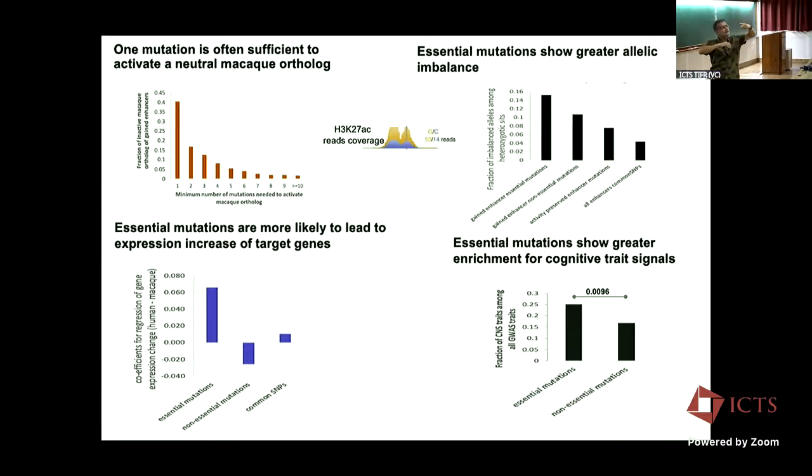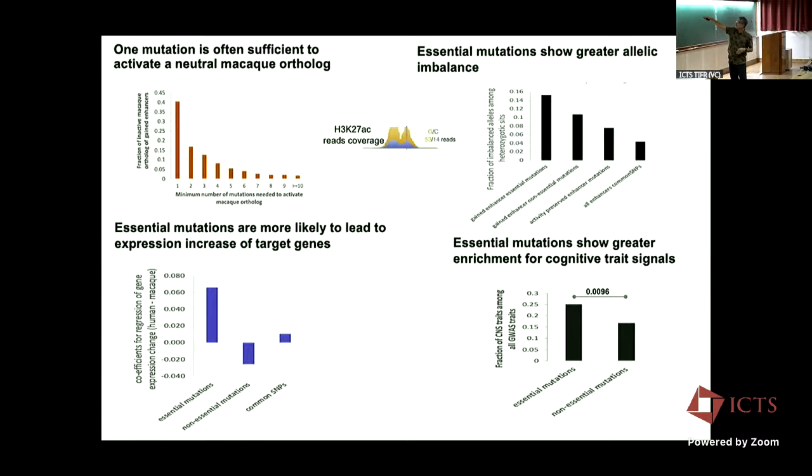So you have 2 alleles in a genome, right? And if you have a heterozygous site, the allele that our model says has higher enhancer activity should have greater K27AC reads compared to the other allele in the same cell, right? So that's what allelic imbalance measures. So there is a way to measure allelic imbalance at heterozygous sites. Of course, we're limited to testing only heterozygous sites in that sample. So that's true. Essentials show more imbalance. Essential mutations are more likely to lead to expression increase compared to non-essential ones.